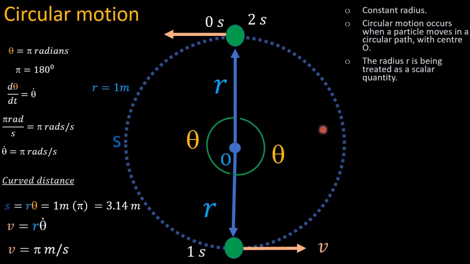And after 2 seconds, the particle is just going to end up back there again. The angular velocity for this would be pi radians per second, and the velocity of the particle along the curve is pi meters per second.